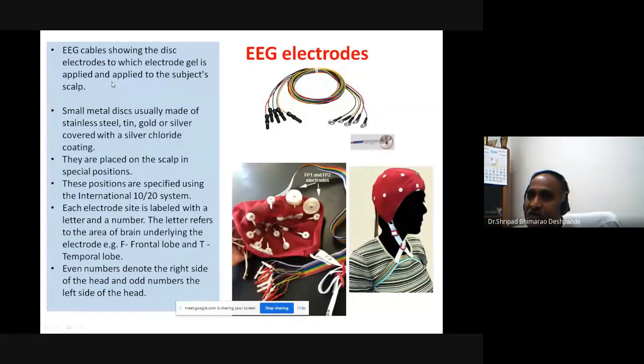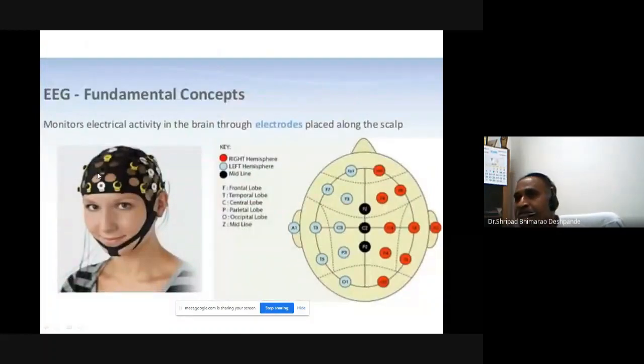So this is how the electrodes are placed, and this is what you will use in future if you are going to be a neurologist. Again, each electrode is labeled, frontal, temporal, central, or whatever they are, and the numbering is also codified. Okay. Now, you see that?